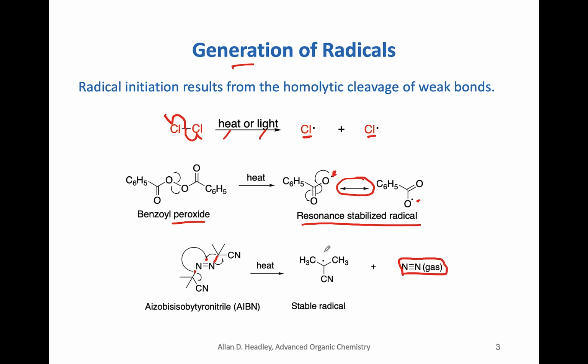As you may recall, whenever a gas is released from a reaction, that's a very favorable reaction due to entropy. What's left behind, however, is a radical forming at this carbon. So here's a radical. Again, you may recall that the CN group is C triple bond N. So this radical is again stable because it can be delocalized onto the nitrogen.